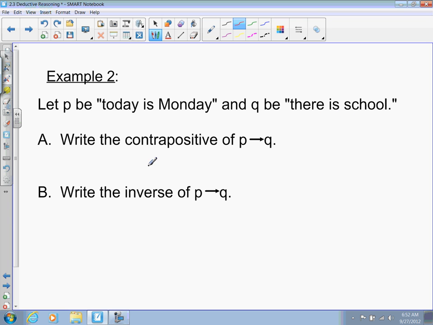But now they want us to write the contrapositive of P implies Q. So P implies Q is the conditional statement. Contrapositive is where we flip and negate. So we're going to say if there is no school, then today is not Monday.